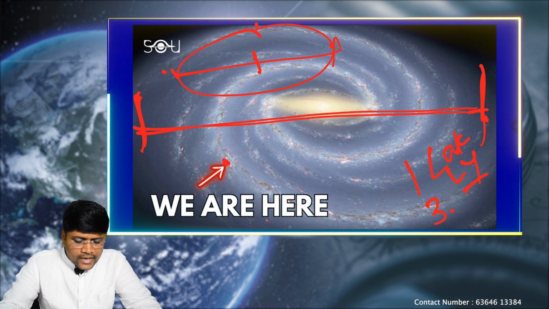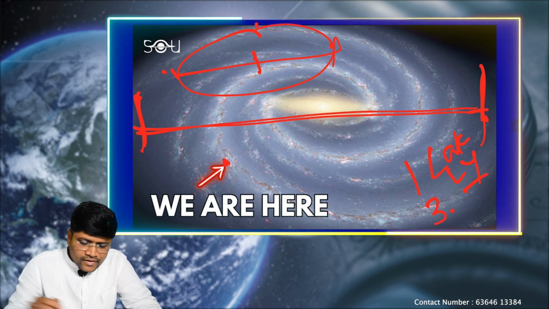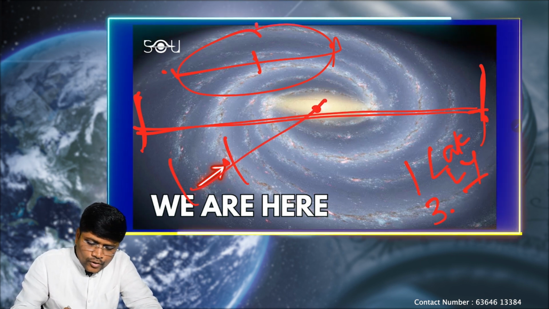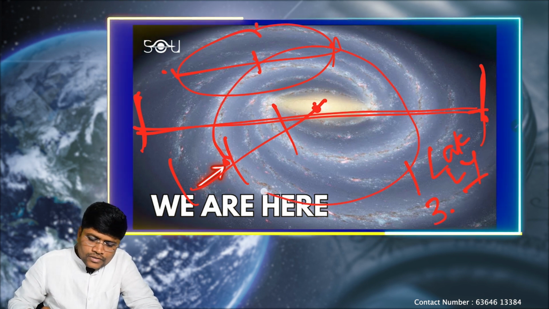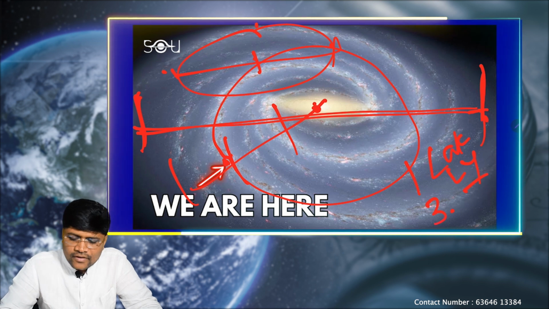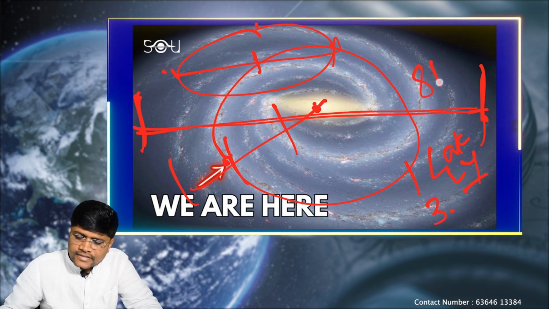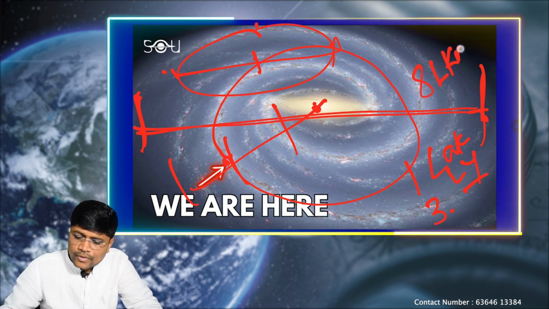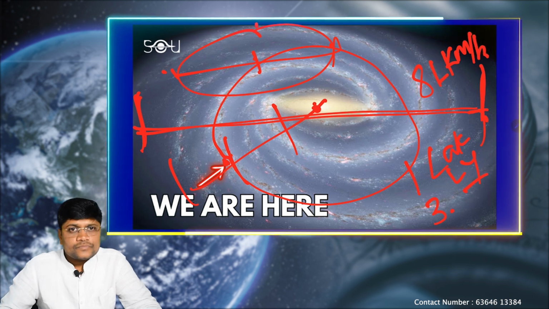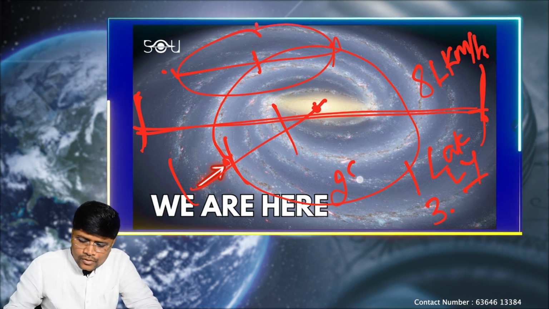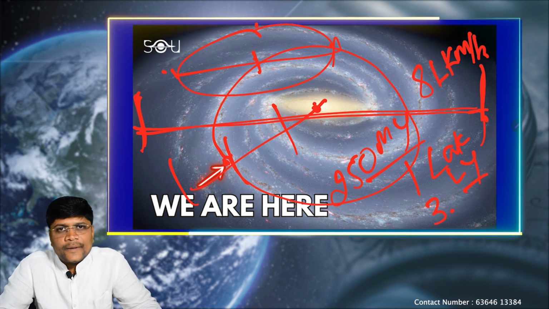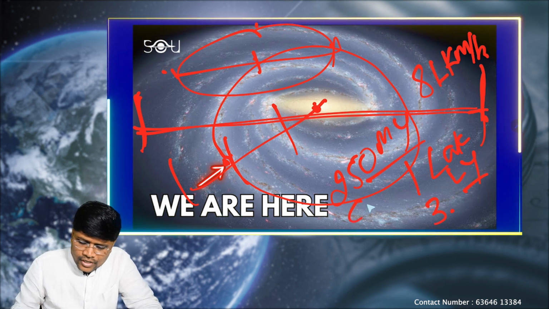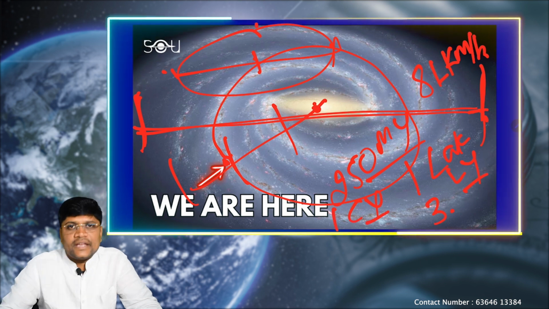So we know that our solar system is a part of the Milky Way galaxy. From the center it is located at a 1/3 distance. Our solar system is also not constant. It is also moving around the Milky Way galaxy at a rate of 8 lakh kilometers per hour. So it will take almost 250 million years to complete one revolution around the Milky Way galaxy. That duration we call one cosmic year.